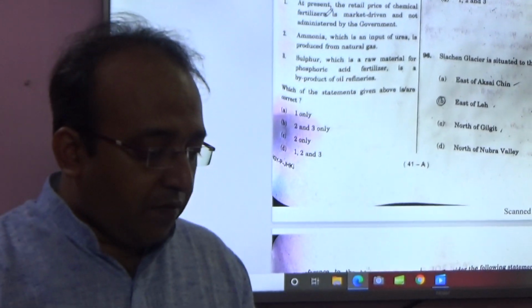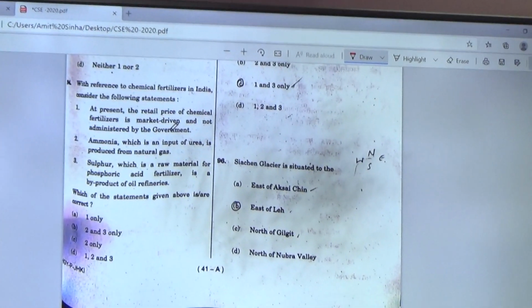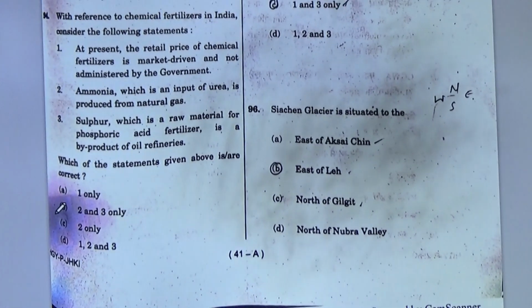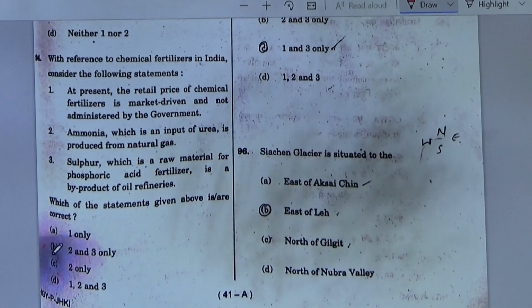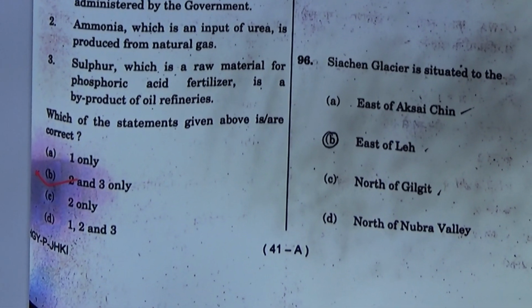So the retail price of chemical fertilizer being market driven and not administered by the government is not fully correct. So here 1 is not fully correct, therefore the most appropriate answer would be 2, B, 2 and 3. Alright, so that is the answer of question number 94.